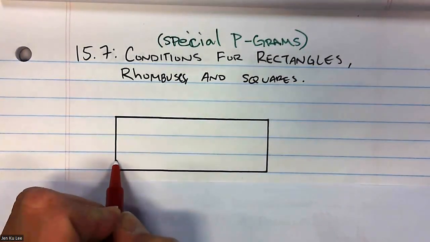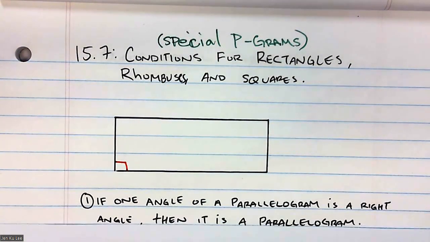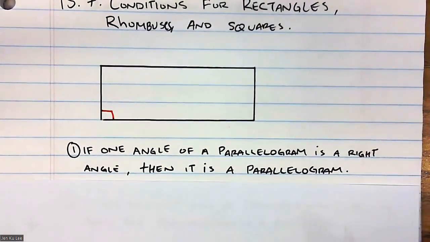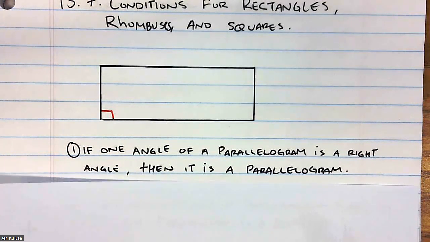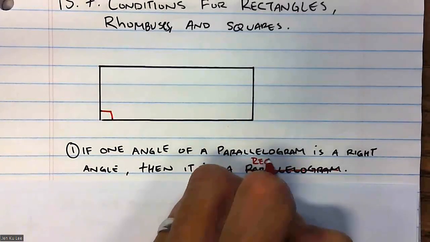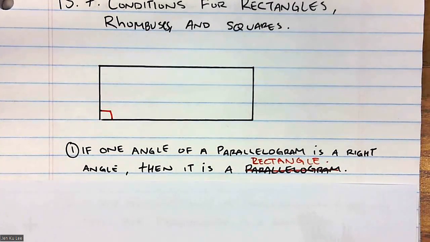Well, a rectangle always has a 90-degree angle, right? And that is our first rule. If one angle of a parallelogram is a right angle, then it is a rectangle. Okay? If one angle of a parallelogram is a right angle, then it is a rectangle.